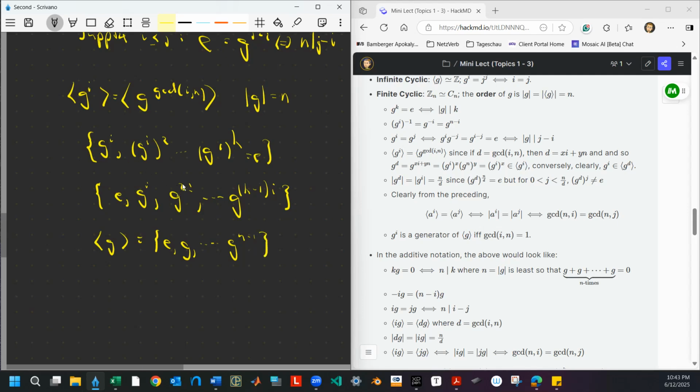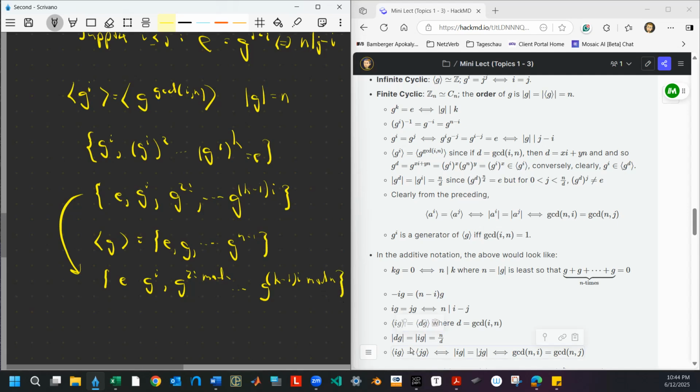So these things might be bigger than n. I mean, I don't know what i is, right? So the point is, each of those things up here is equal to something less than n. And in fact, what we can do is just mod out by n, right? So this set here is really the same as {e, g^i, g^(2i) mod n, etc., up to g^((k-1)i) mod n}, right? So I can mod these things.